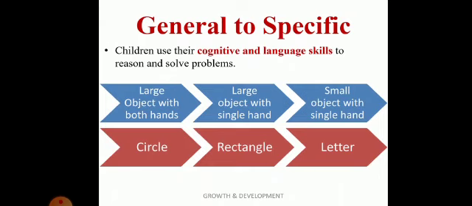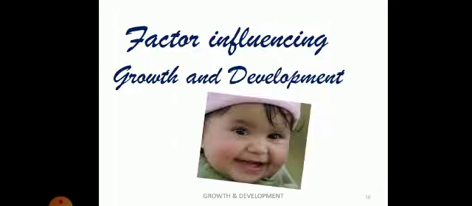Initially the child will just be drawing the circle, and that will also not be a circle, it will be some complex shape, but the child is trying to develop a circle. Then there will be a specific type of figure, a rectangle, which has corners. Whether you consider a rectangle or triangle, it will take time for the child to learn. And last it will be letters, meaning A, B, C, 1, 2, 3, whatever. So it is from general to specific development or maturation.